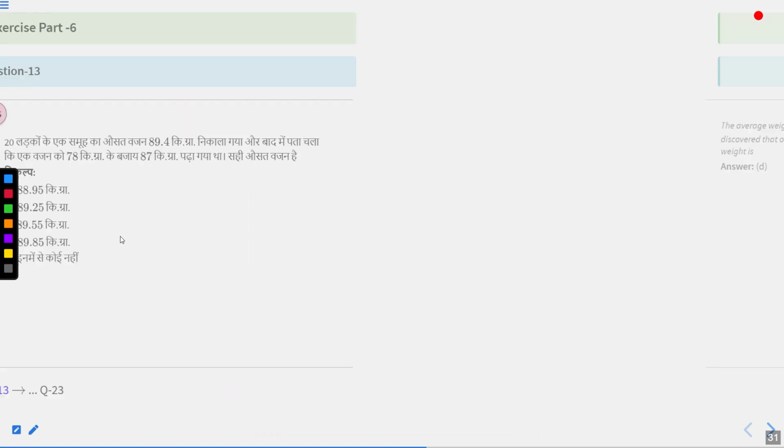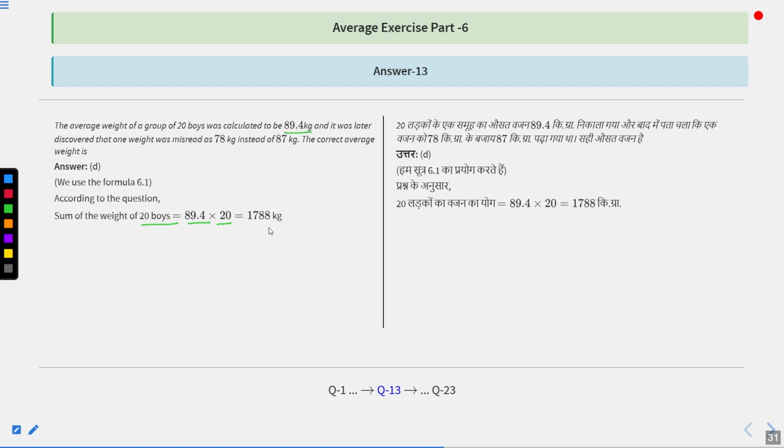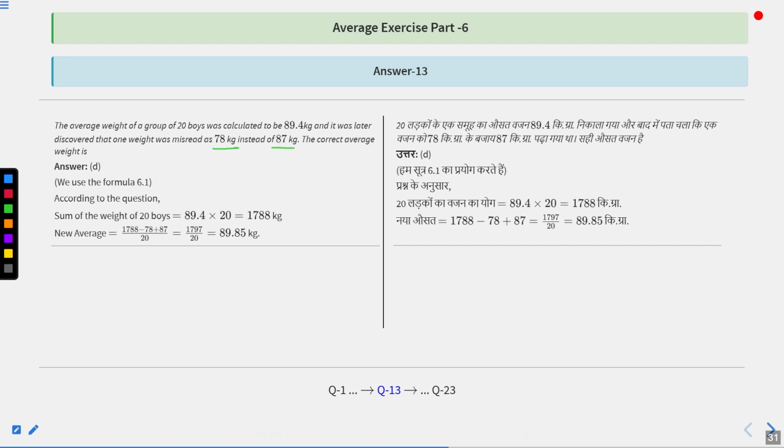Now time's up. Let's see the solution. We use formula 6.1. According to the question, the sum of the weight of 20 boys will be 89.4 multiplied by 20, because it is the average given in the question. So total weight will become 1788 kg. So what will be our new average? New average will be 1788 total weight minus the misread weight plus the actual weight, divided by 20. So when we calculate it, we get 89.85 kg. So D is the correct answer. Next one.